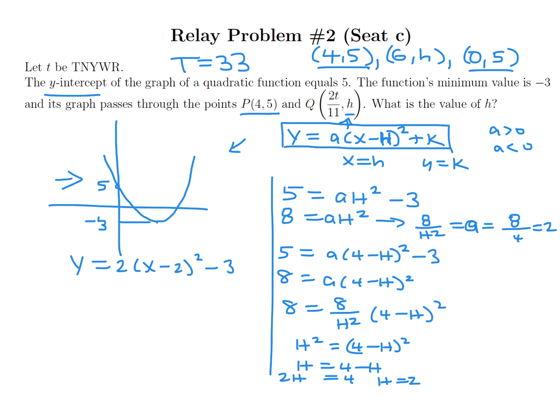Aha. Okay. And then what do I do next here? I've got to figure out what happens when we put 6 for the value of x. Okay. So we got 6 minus 2 squared minus 3. So this is going to be 2 times 16 minus 3. So that would be 32 minus 3, which is 29.